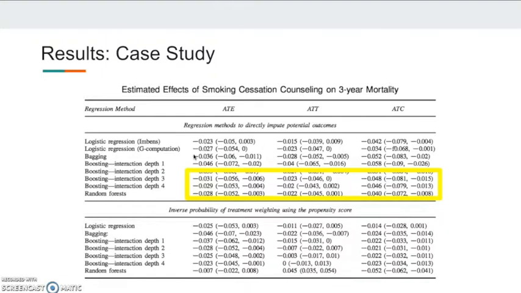So now we're going to look at the case study results. So this is the estimated treatment effect on smoking cessation on 3-year mortality. So as Kavita said, if you were alive or not after 3 years. And here we can see that boosting at interaction depths, again, seems to be pretty consistent relative to one another, and the random forests also do pretty well. So we can see for the average treatment effect here, these values are pretty close. That makes sense because these boosting methods, though they don't have superior performance every time, they tend to have pretty consistent performance as seen in the Monte Carlo simulations.